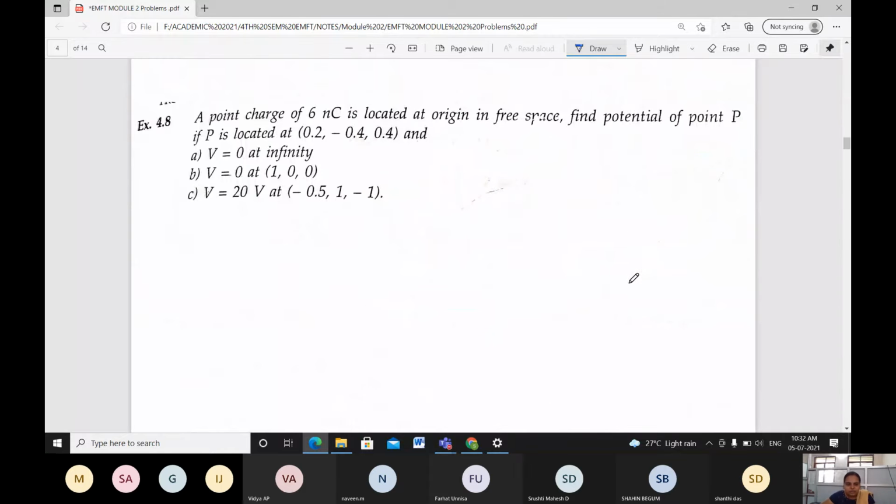Next, a different problem. A point charge of 6 nanocoulombs is located at the origin in free space. Find the potential at point P, located at (0.2, -0.4, 0.4), under three conditions. First, V is zero at infinity. Second, the potential is 0 at the location (1, 0, 0). Third, V equals 20 volts at (-0.5, 1, -1). This is what is given.